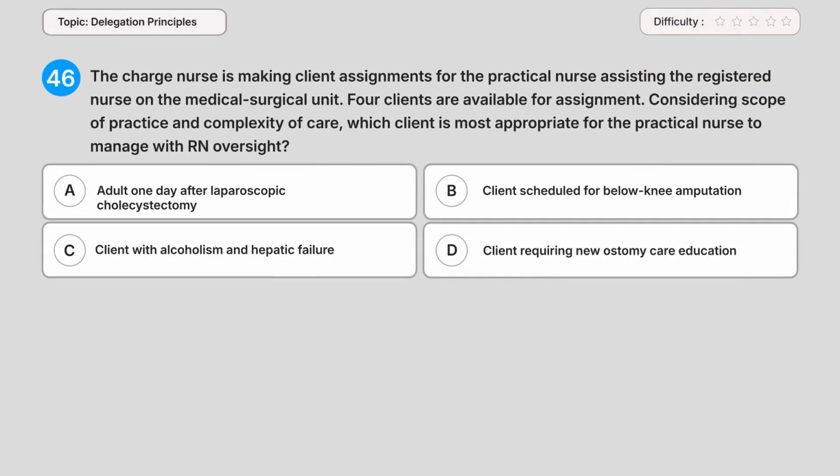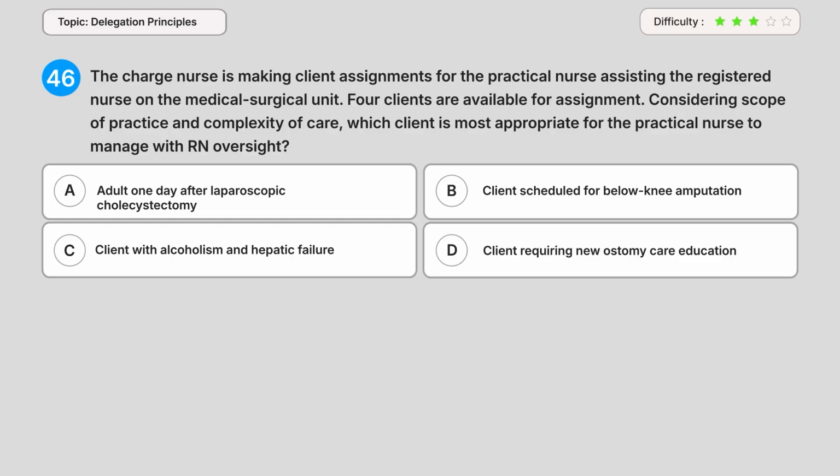46. The charge nurse is making client assignments for the practical nurse, assisting the registered nurse on the medical surgical unit. 4 clients are available for assignment. Considering scope of practice and complexity of care, which client is most appropriate for the practical nurse to manage with RN oversight? A. Adult, 1 day after laparoscopic cholecystectomy.